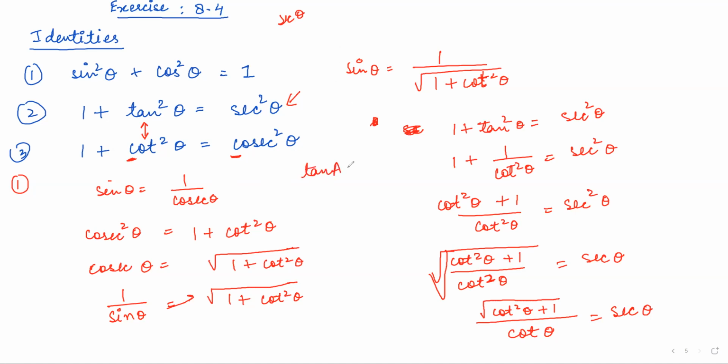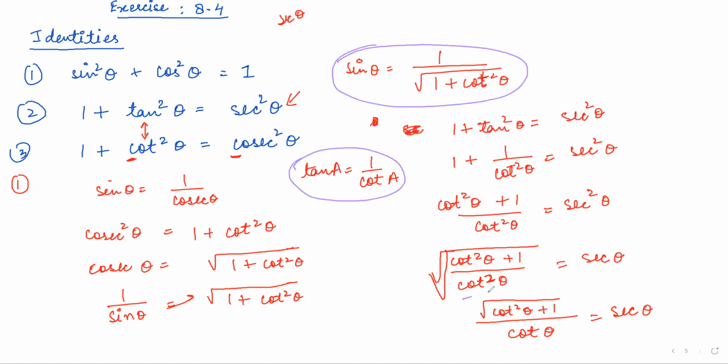Okay, now tan A you have to find in terms of cot A. Tan A, we know it's only the reciprocal of cot A, that's it. So tan A is equal to 1 upon cot A. So you have seen I have expressed sin theta in terms of cot theta, then tan theta in terms of cot theta, and then sec theta in terms of cot theta.